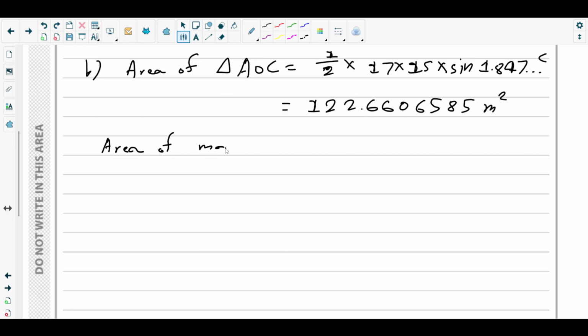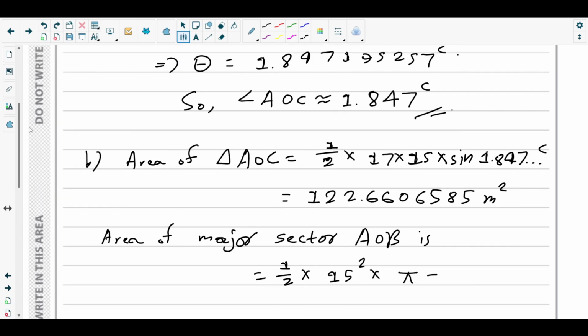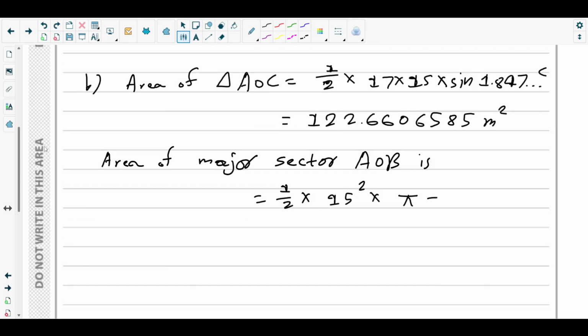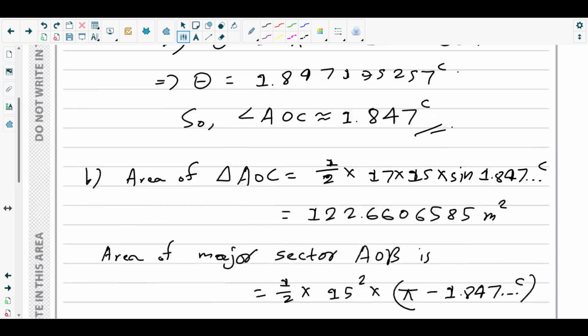Area of major sector AOB is half r squared theta. Theta is basically 180 degrees, pi minus the beta. Beta is pi minus the theta, which is 1.847 something radians. Okay, so just find the value. I'll use the exact figure.